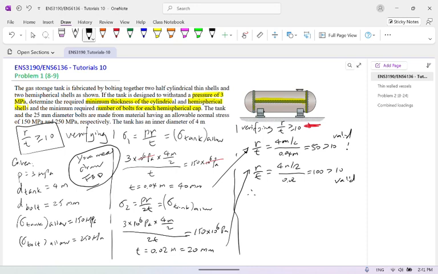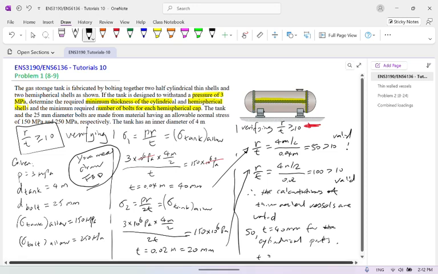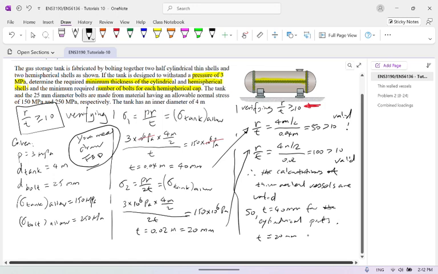So the calculations of thin wall are valid. Then you can put the answers. T is equal to 40 millimeters for the cylindrical part, and T equal to 20 millimeters for the hemispherical part.